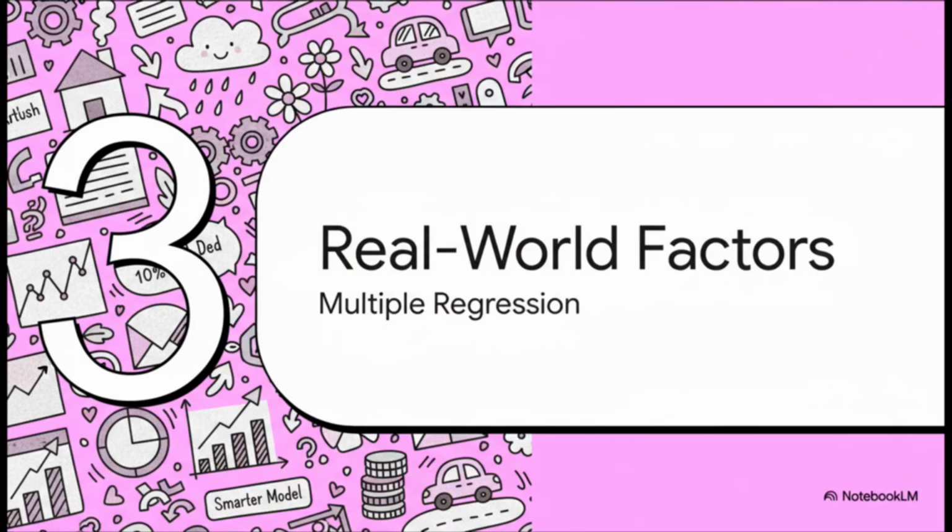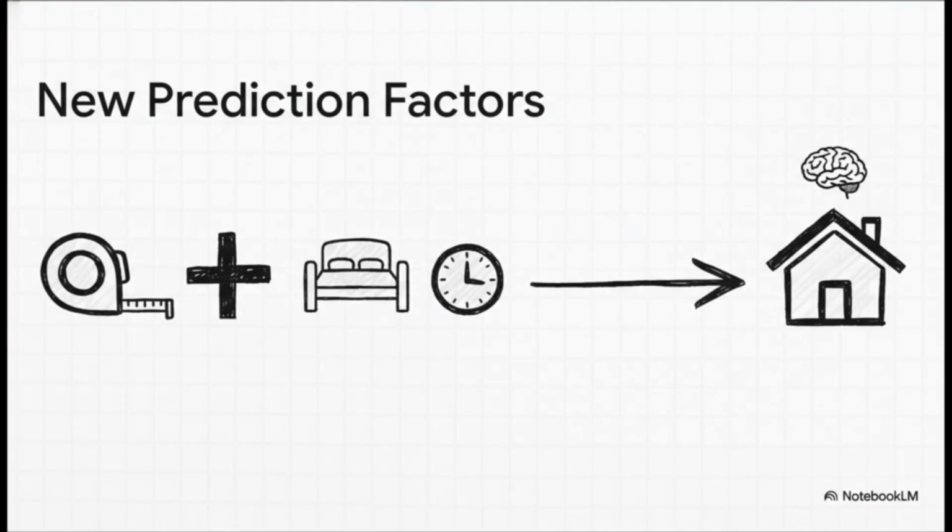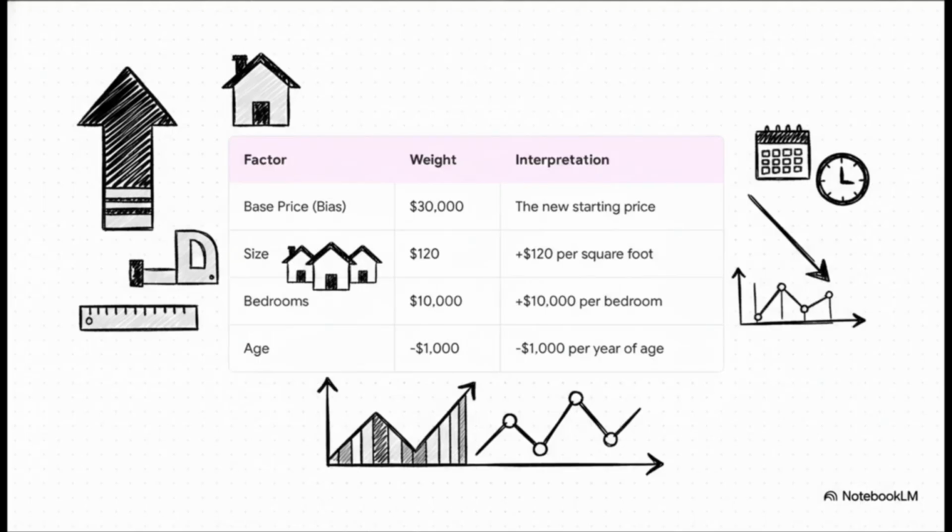In this section, we're going to see how to make our model smarter by adding more of these real-world factors. We're moving from a simple model to a much more powerful one. So on top of size, we're now going to add in the number of bedrooms and the age of the house. This little upgrade takes us from simple linear regression to something called multiple linear regression. It just means we're using more factors.